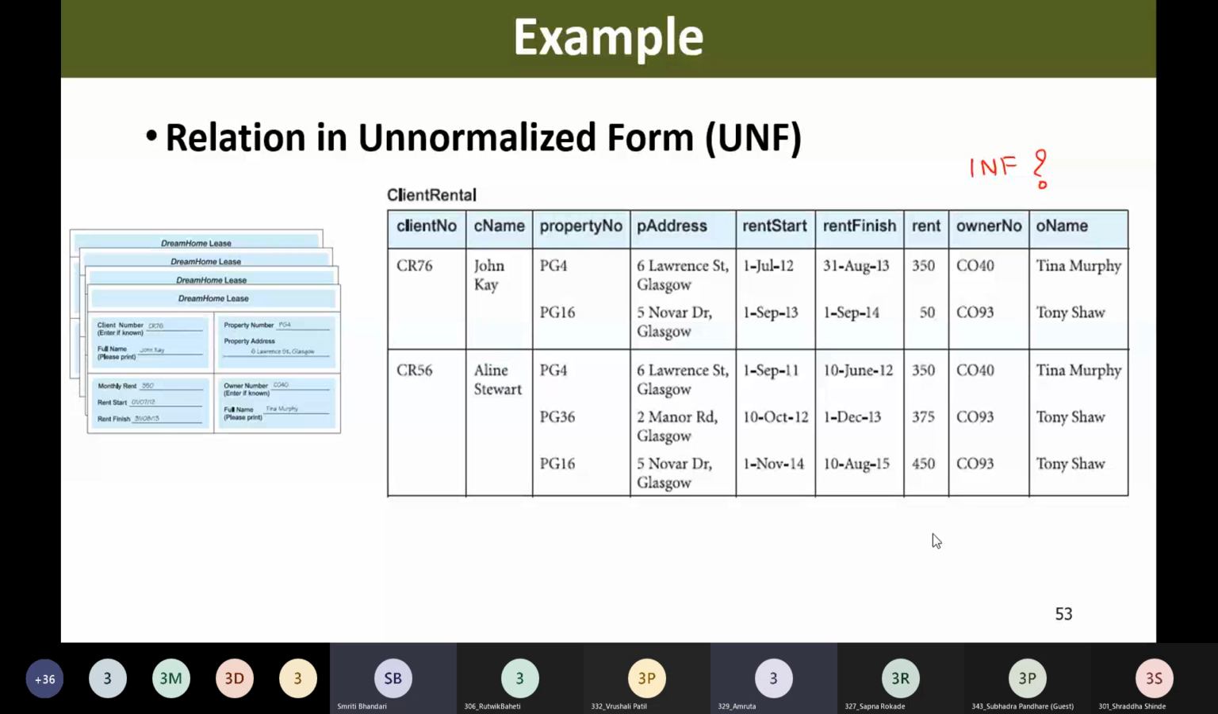No, ma'am, not in 1NF form. This relation is not in 1NF. And what is the reason? Because property number or some attributes have multiple values. Yes. So we have several attributes wherein we are storing a set of values. For example, in property number, we have two values stored. In property address, we have two values stored for this first row.